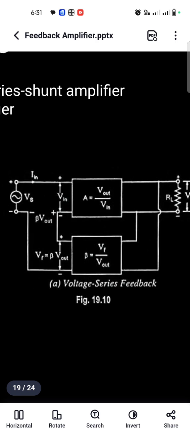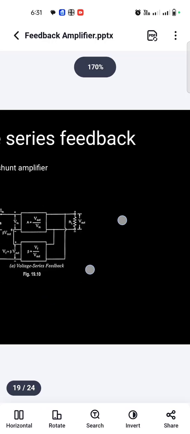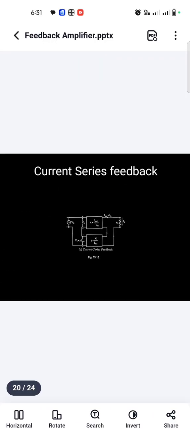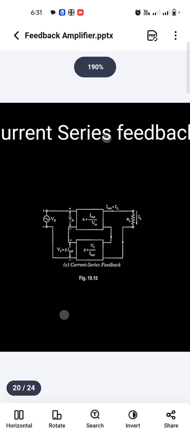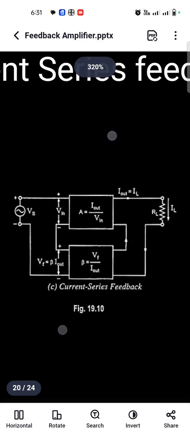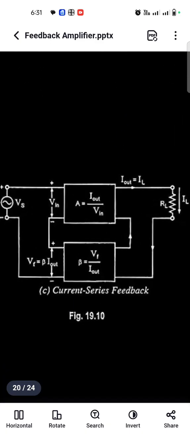Here the sampling parameter is voltage and the mixing fashion is series. So the formula is A equals Vo divided by Vi. The output is directly proportional to the input voltage. We can say this is a voltage amplifier. This is what a voltage series amplifier. Then the next one is current series. See the diagram.